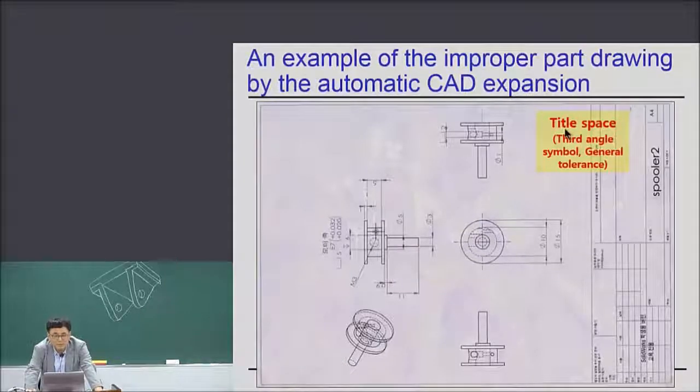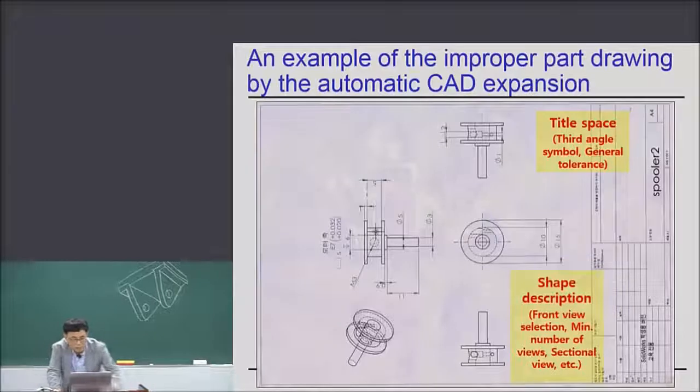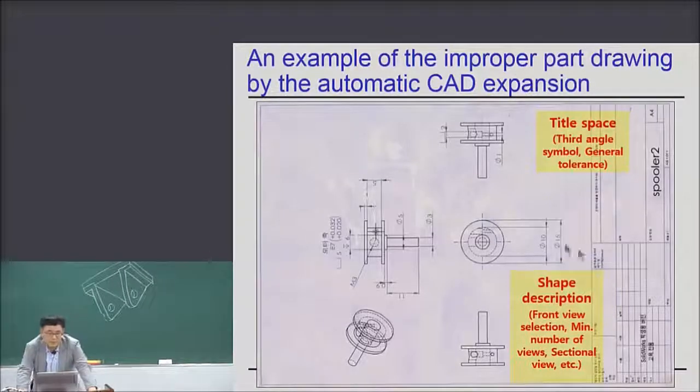First of all, the title space. There is no third angle symbol, no general tolerance is given. This is a very, very serious mistake. I think this is an F grade part drawing. F. Now, secondly, the shape description.